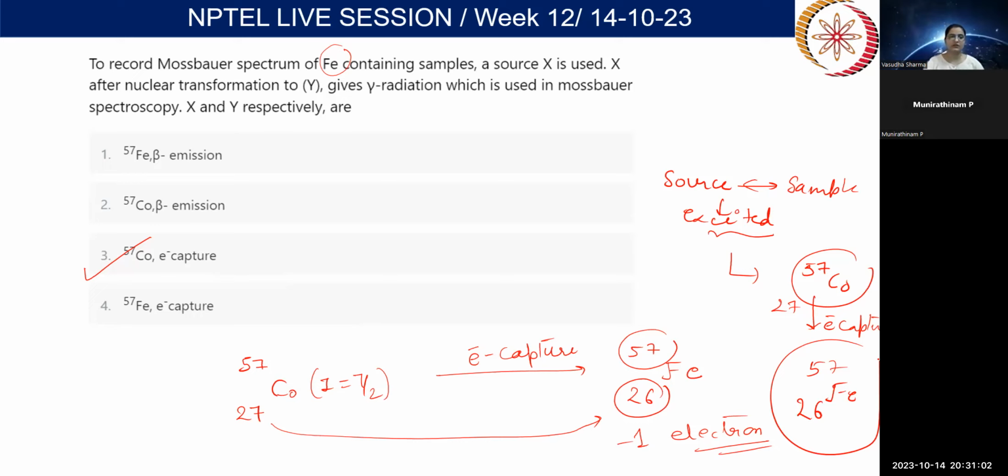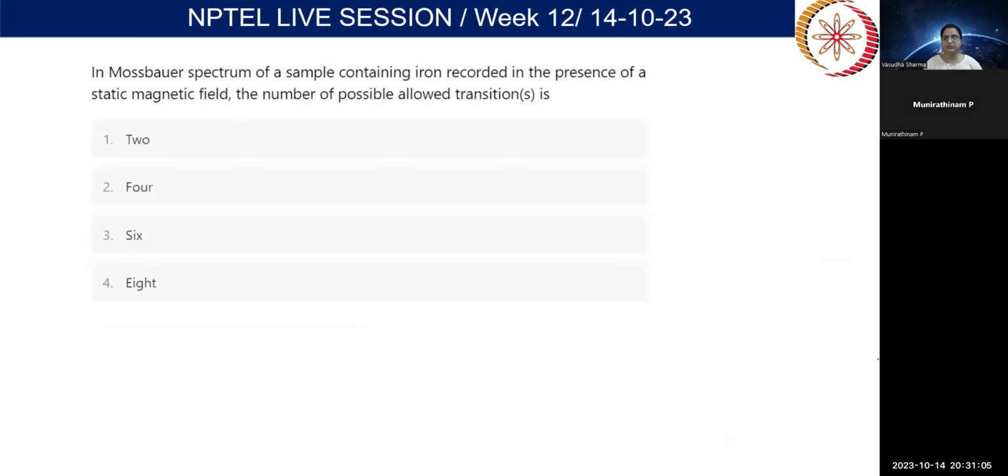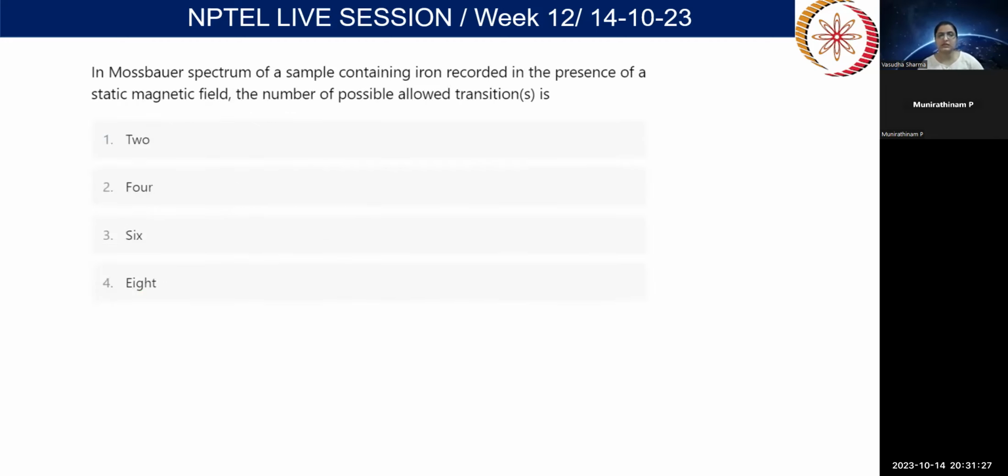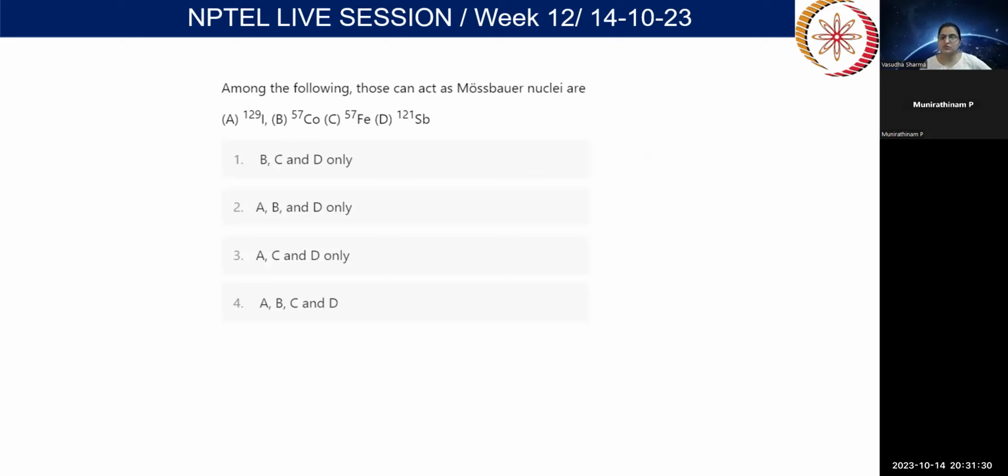Clear. Now, this would be a bit tricky thing, but I feel like you can try to analyze it. In the Mössbauer spectrum of a sample containing iron recorded in the presence of a static magnetic field, the number of possible allowed transitions. I don't think we have covered this part, but this is a bit important, so we will discuss it at the last. So firstly, try this. Among the following, those which can act as Mössbauer nuclei are. You have four options. Which ones are the possible combinations of giving Mössbauer spectra?